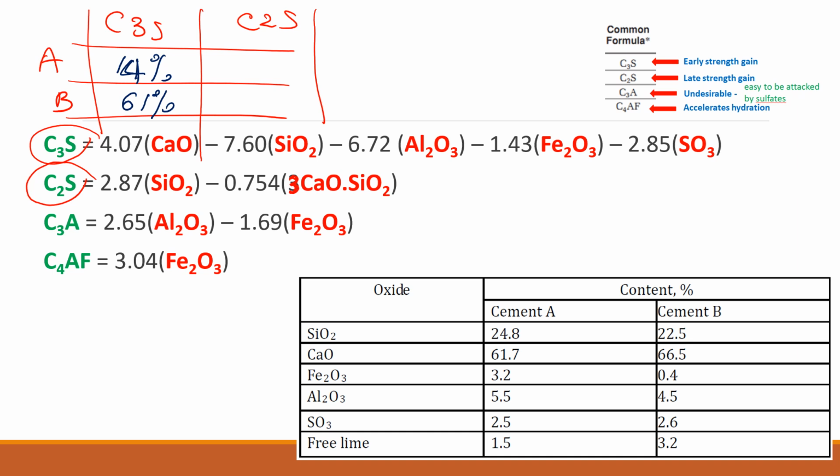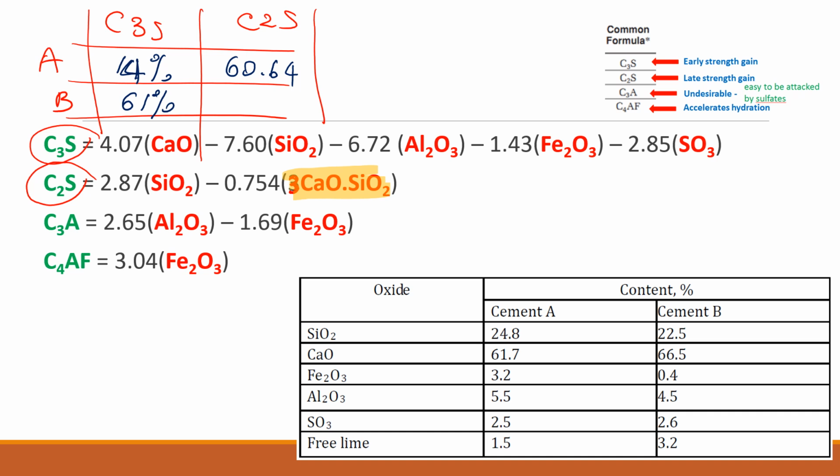C2S. Yes, so what? C2S for cement B is about 18.25. And cement A was 60.64. Cement A is? 60.64. I want to check one thing. So what did you put here? 2.87.